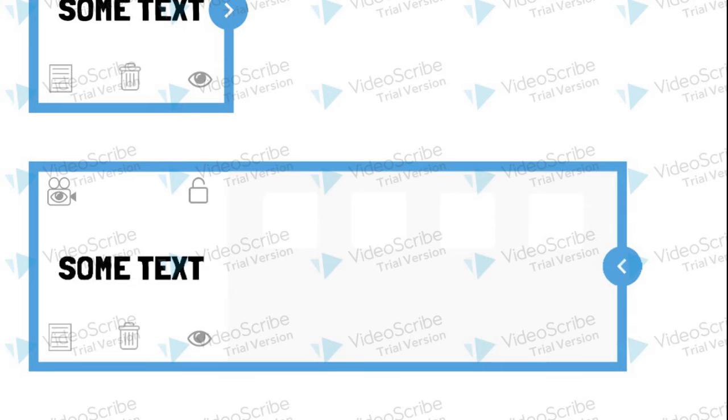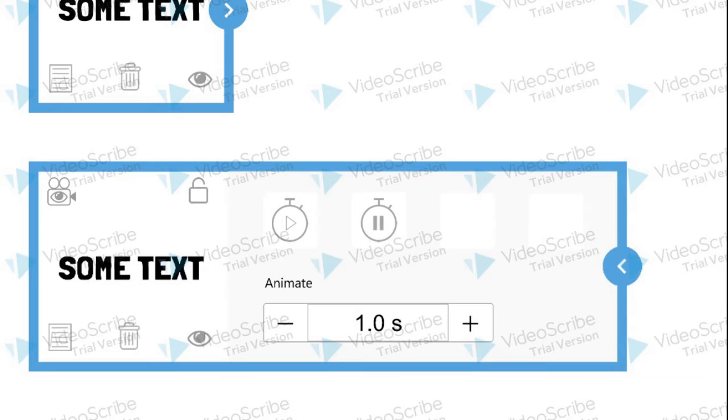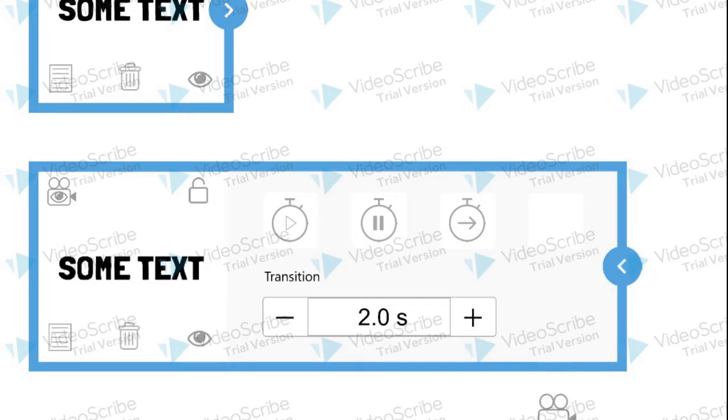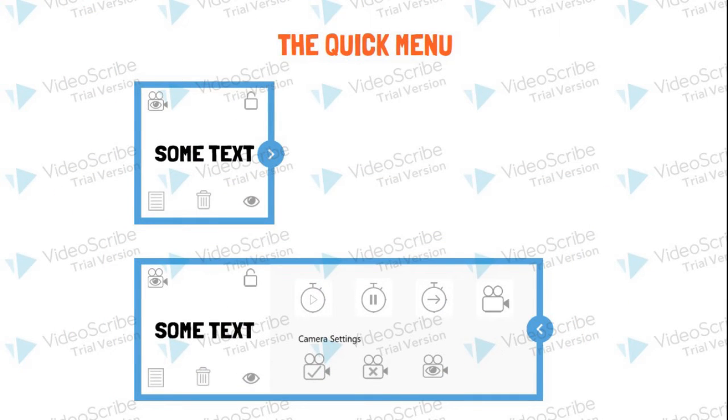The 4 buttons you see govern your animation. Use this button for the animation time. The second is for the pausing time. And the third gives you control over the transition time. The last option contains the camera settings. With this, you can set, clear and view the camera position. We have completed designing the quick menu.